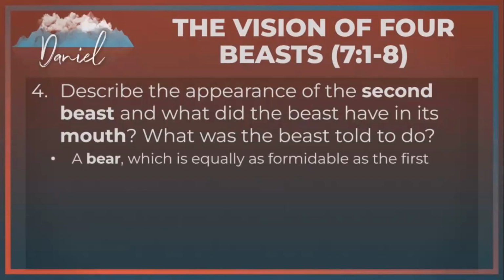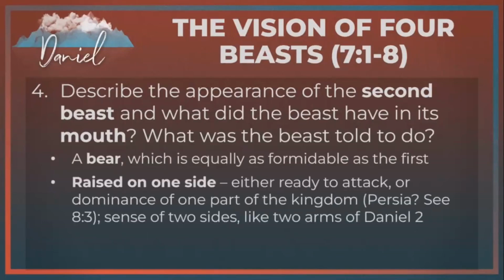But we get a bear. It's just as scary, just as powerful. It's raised on one side, right? And so a lot of people interpret that saying one side is more powerful than the other. You have the Medo-Persian Empire, so that makes sense. I would argue that seems to make sense because we see the same thing in chapter 8, which I don't want to get into too much, but there are 2 horns and one taller than the other and all that fun stuff. But there are 2 arms in the Daniel 2 picture, so this seems to fit all together.